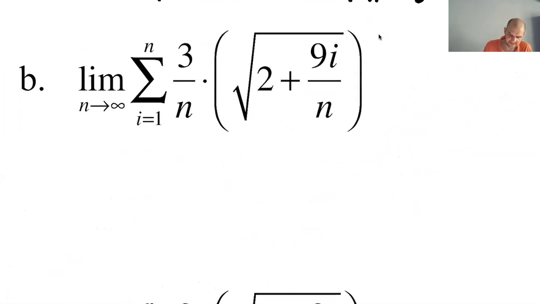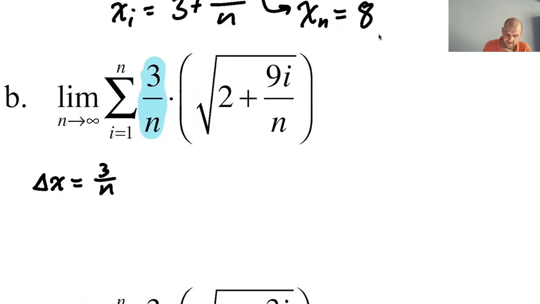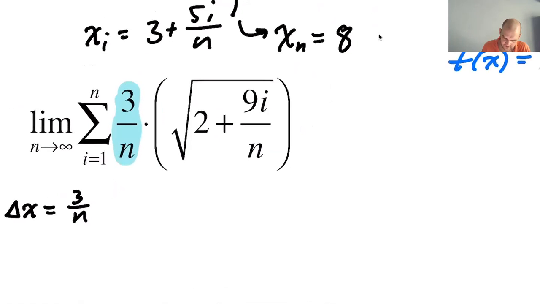All right, we need a delta x. So delta x should be a constant multiple somewhere. 3 over n works. So I'm going to say delta x is 3 over n. Now if delta x is 3 over n, I look at this and I see 2 plus 9i over n. Well, that's a little weird. So what I'm going to do is change that up.